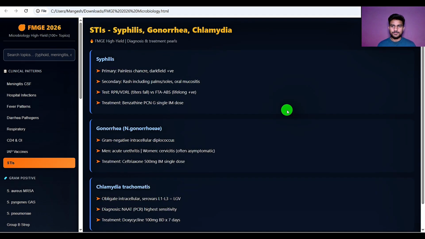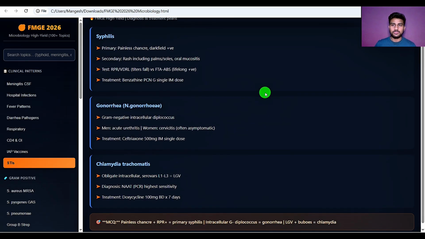The next topic is a very important topic, that is STI, sexually transmitted diseases or infections. There are 3 most common and high yield topics that I have for you from this topic. The first one is syphilis, the second one is gonorrhea, the third one is chlamydia. So the very first one is syphilis. There are 2 types of syphilis. The first one is primary syphilis, the second one is secondary syphilis.